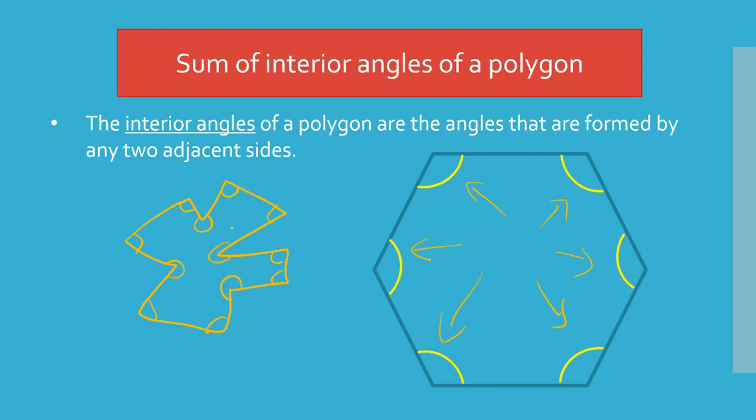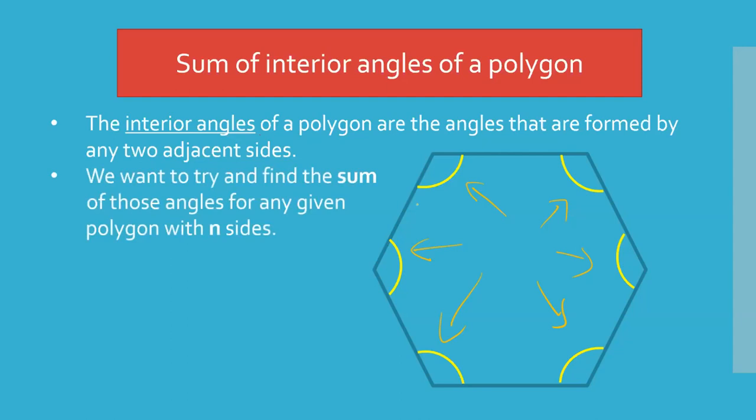So what we're going to try to figure out now is what is the sum of those angles. Okay. So of course, if I give you any random shape, those angles can be very, very different, right? But their sum, we're going to see, is actually the same for a specific number of sides of the shape. Okay.